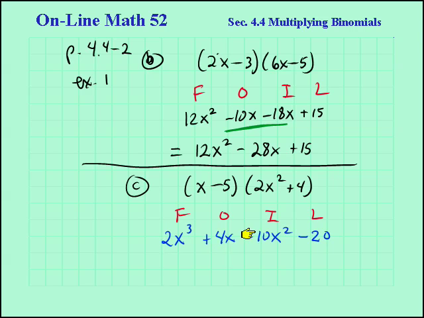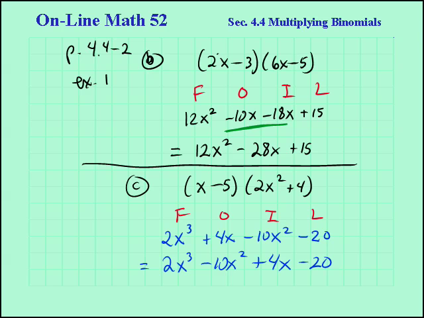Furthermore, to put things in descending order, we want to really have the negative 10x squared term written in the sum followed by the 4x. Because 2x cubed is the highest, we're going to write it in descending order and get 2x cubed minus 10x squared plus 4x minus 20. And now it's complete. It's in descending order. There are no like terms to combine, and it's complete.